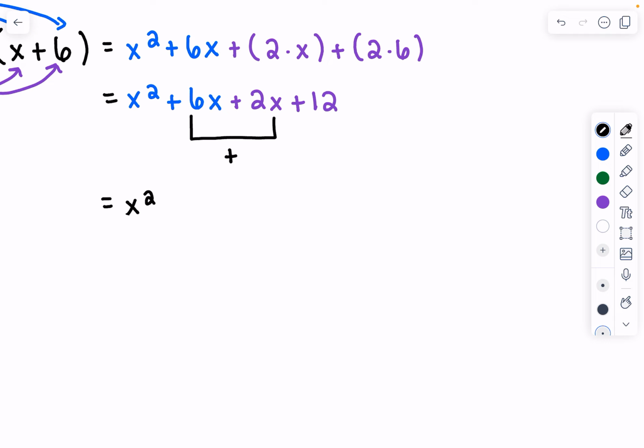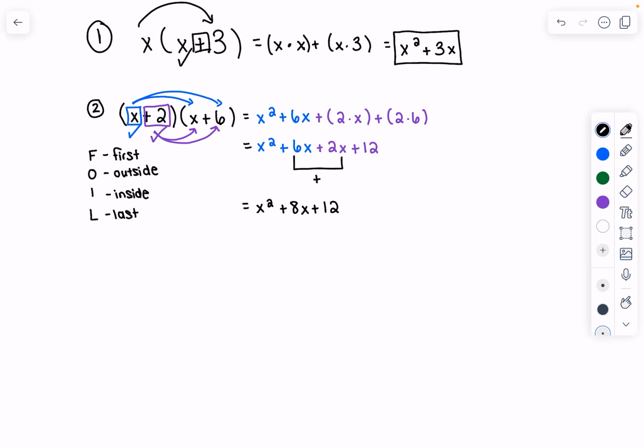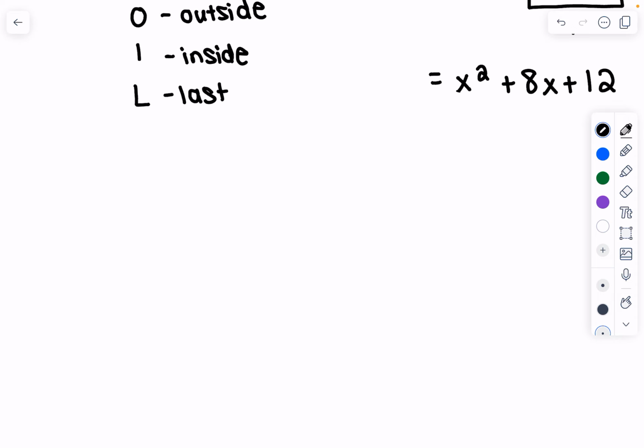When you have 6 of something, you add 2 more, you have 8. So technically you have 8x plus 12. Okay, and that's exactly how you would tackle that question. The last part is very similar to this one. So what if there's a number at the very front? What if we have something like this?